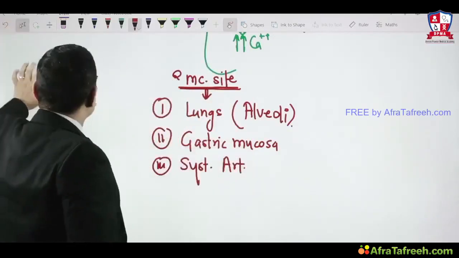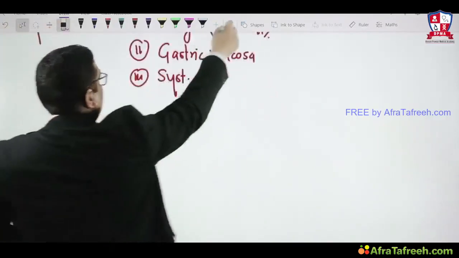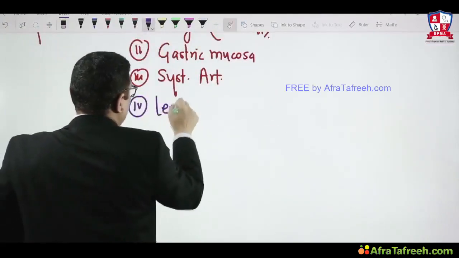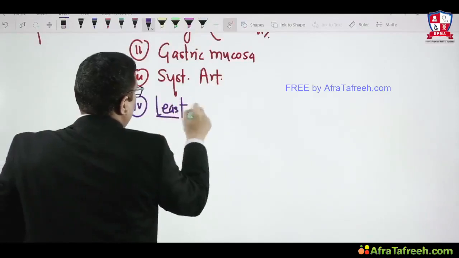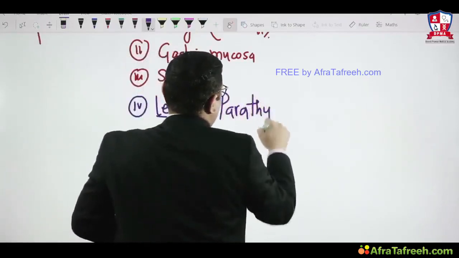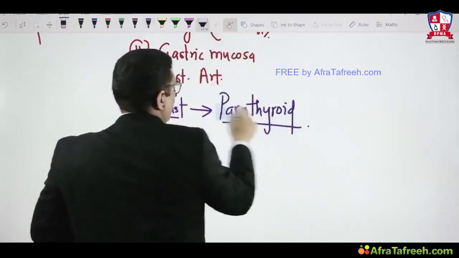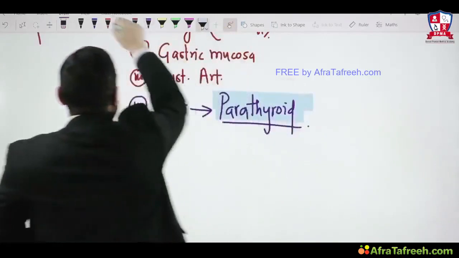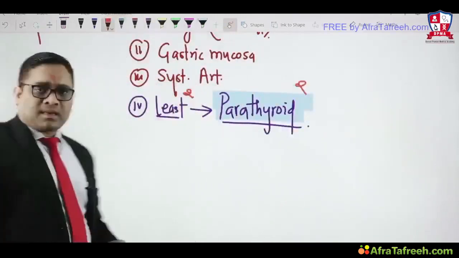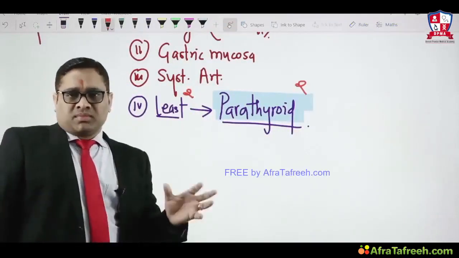And what I want to tell you here, this was the older AIIMS question and All India question also: least commonly, which organ is affected by metastatic calcification? The answer will be parathyroid. So that was the question in the older AIIMS exam. Parathyroid is least commonly affected by metastatic calcium deposition, right? So this point we have to keep in mind. These are the important things we have to remember.